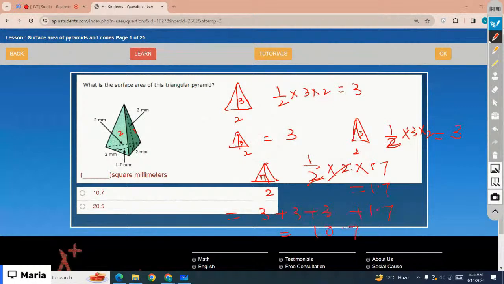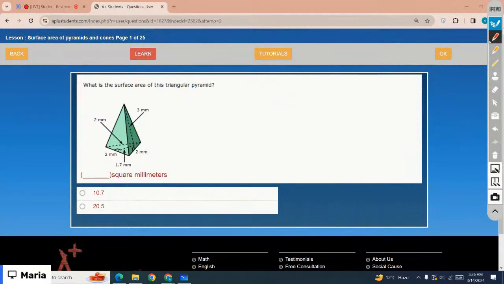Be very careful about the faces. That is a triangular pyramid. That means its base is a triangle. So it has three triangles, including the fourth one that is the base, right? So the correct option is 10.7. Got it? The correct option is 10.7.